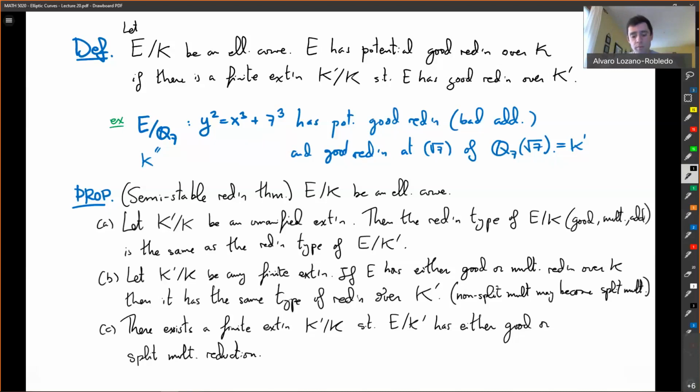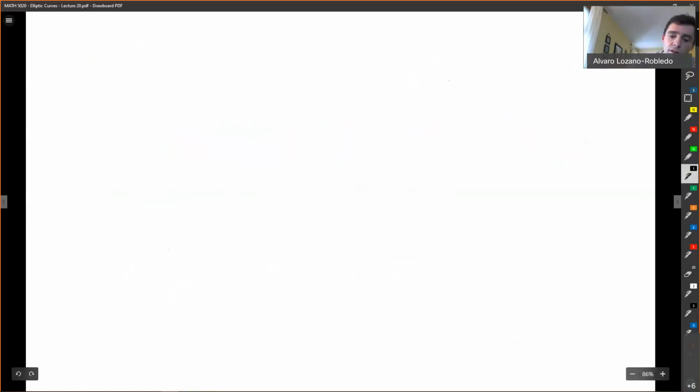I'm not going to prove parts A and B, but I wanted to quickly discuss part C. How do you reach an extension where there is good or split multiplicative reduction? So here's the proof of C, even though it looks like an A.